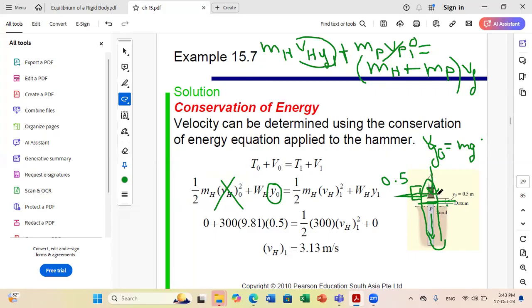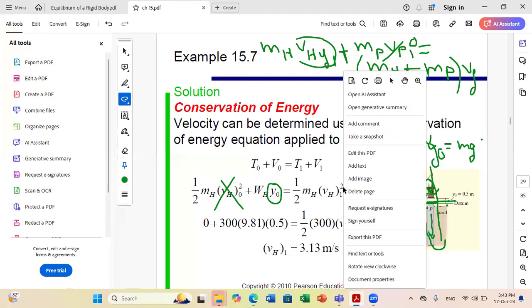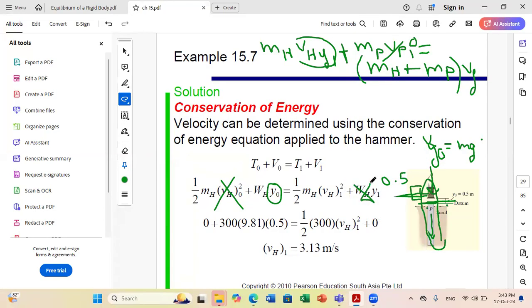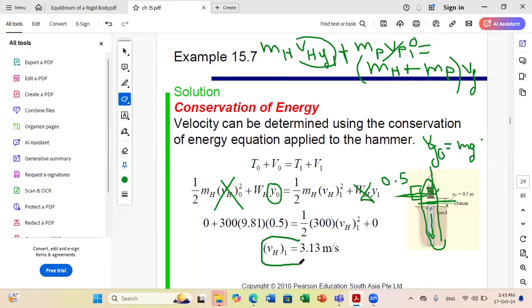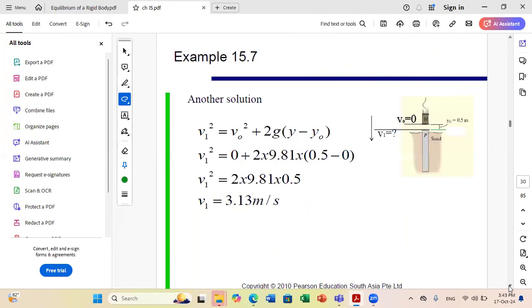Now, as it moves downward, the gravitational potential energy will be transformed into kinetic energy. Once you reach the datum level, V gravitational is 0 and you just have the kinetic energy, which is half mv squared. So this will allow you to solve for the velocity just before hitting the pile. Once you get V hammer at state 1, you can replace it in your conservation of linear momentum equation and find the only unknown, which is V final of the system. Another solution to give us V1 is using projectile motion, so you can find Vy final before striking the pile.